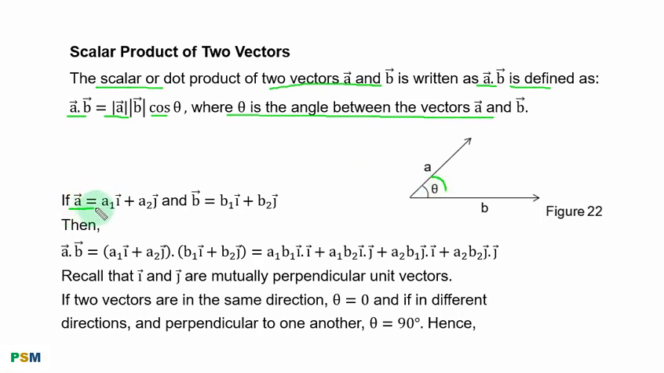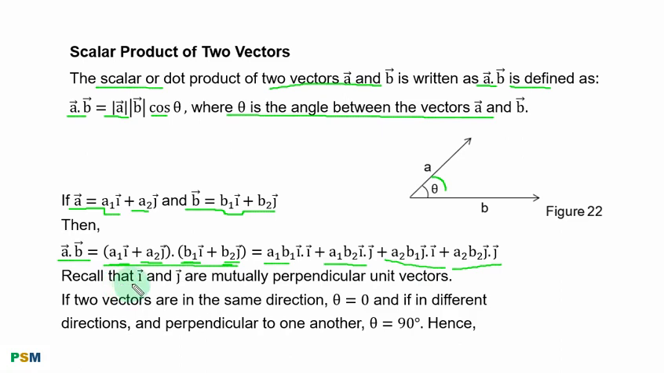If vector A is equal to A1 vector I plus A2 vector J and vector B is equal to B1 vector I plus B2 vector J, then vector A dot vector B is equal to this. So when you expand, you have A1 vector I times B1 vector I. You have A1 B1 vector I dot vector I. You take the first one times the second, you have this result. Then the second one here times the first, you have this result. The second times the second, you have this result.